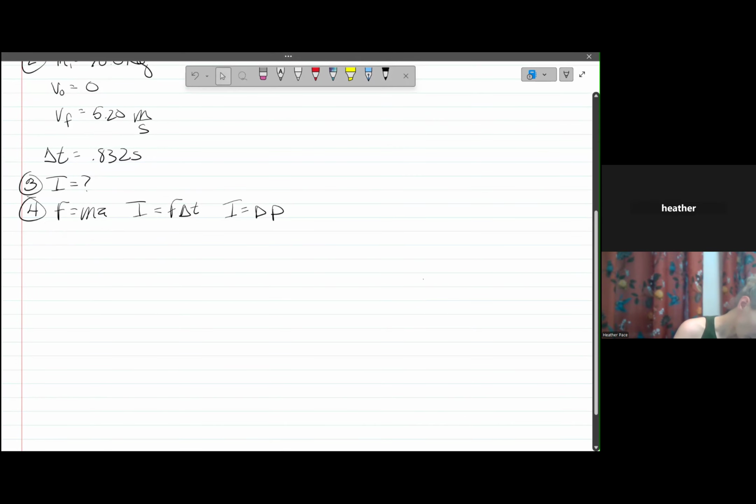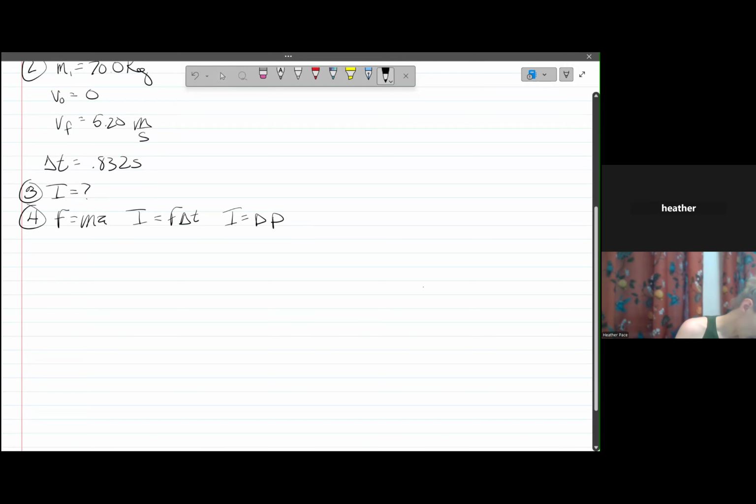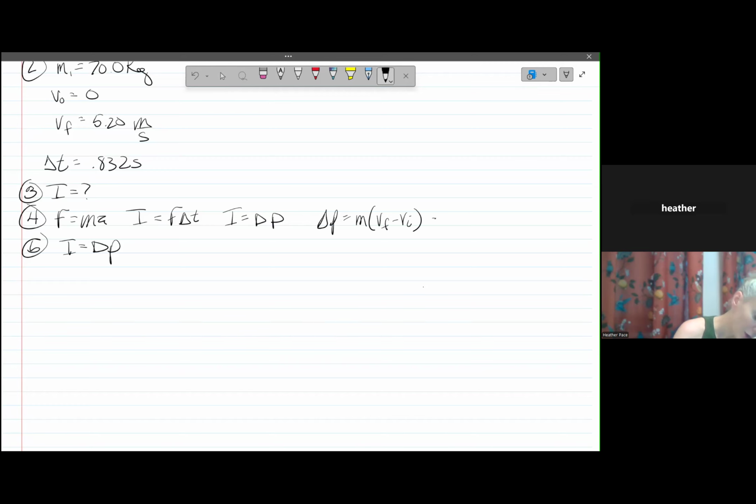So let's solve. We're going to do I equals delta P. We can write this up here because this is an equation we know. This is usually written as this. Now, writing it out this way is important when you have something that is losing mass. Say a common problem is a rocket going into space, where it's losing mass. But for us, the mass stays the same. So we can use this.